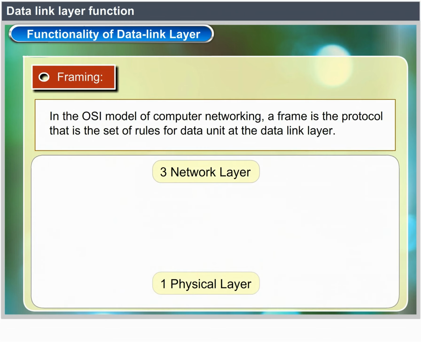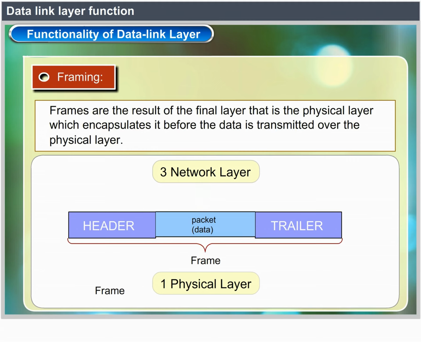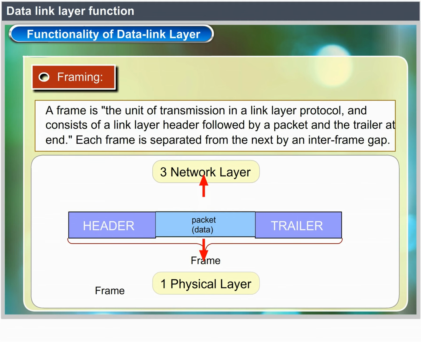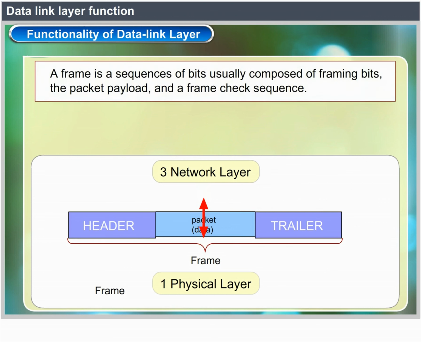In the OSI model of computer networking, a frame is the protocol data unit at the data link layer. Frames are the result of the final layer of encapsulation before the data is transmitted over the physical layer. A frame is the unit of transmission in a link layer protocol and consists of a link layer header followed by a packet and the trailer at the end. Each frame is separated from the next by an interframe gap. A frame is a series of bits generally composed of framing bits, the packet payload, and a frame check sequence.